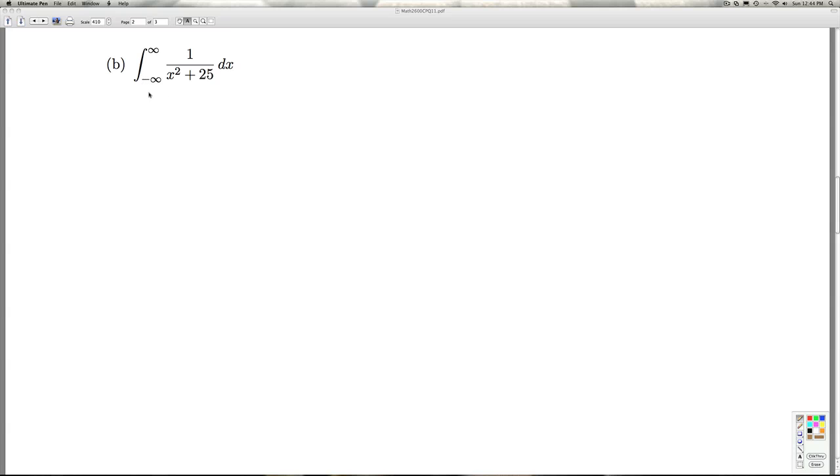All right, in part B, we've got improprieties here at the limits of integration. They're both infinite limits. So the way we handle this is we break this up at some convenient location, say 0, and we'll look at the integral from negative infinity to 0 of 1 over x squared plus 25 dx, and we'll look at the integral from 0 to infinity of 1 over x squared plus 25 dx. If each of these converge, then this will converge to the sum of these two numbers. If one of these should happen to diverge, then we'll say the whole thing diverges.